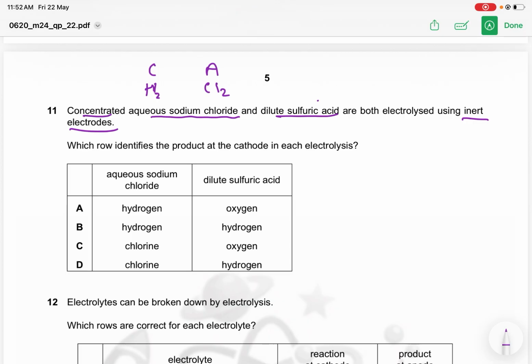And in case of dilute sulfuric acid also, at the cathode you are going to get hydrogen, and at the anode you will get oxygen because we have dilute sulfuric acid. Okay, so the product at the cathode in both cases is hydrogen, so it is B.